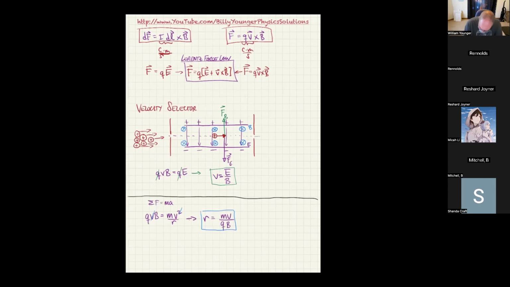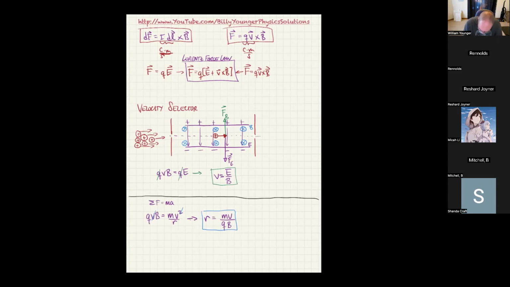Now, if you want to go further, you can say, okay, well, I know this velocity is going to make a circle, so I know the velocity is going to have to equal 2 pi times the radius over the period. This T is called the period. If I wish to, then I could replace the v with this quantity. And when I did that, I'd get r equals m over qB times 2 pi r over T. And you can see again that the r's are going to cancel out.